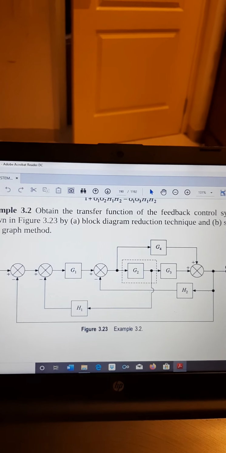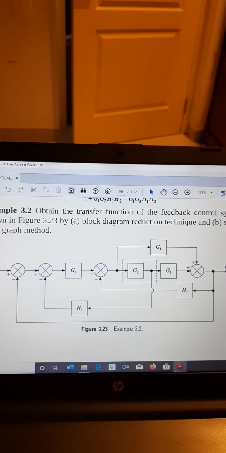Since the signal is passing through this branch, through G2, if we keep this branching before G2, then this branching does not have an opportunity to pass through G2. So we will provide an option to pass through G2, so that you can see in the next diagram.